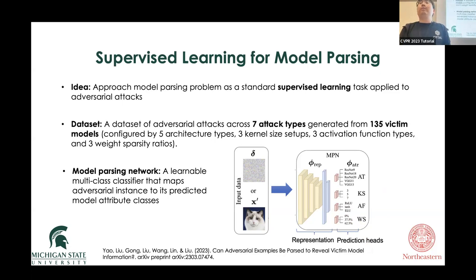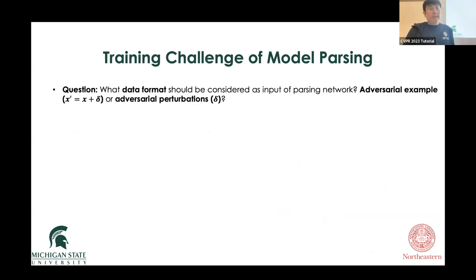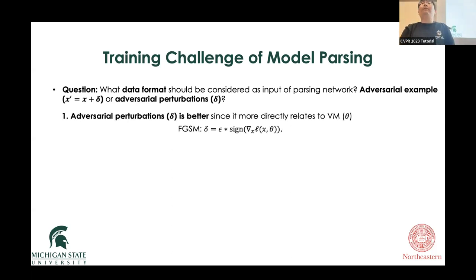However, that's still not enough because you have to address several training and evaluation challenges that I will introduce later. The first challenge for the training is, as I mentioned, what data format we should consider as the input of the model parsing network, either adversarial example or perturbation. From the defender's, the reverse engineer's perspective, definitely we want adversarial examples, right? Because it's very difficult to directly obtain the adversarial perturbations. However, from the performance perspective, using adversarial perturbation as the input of the model parsing is better.